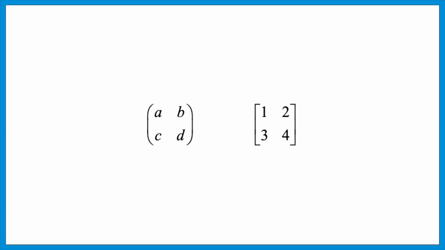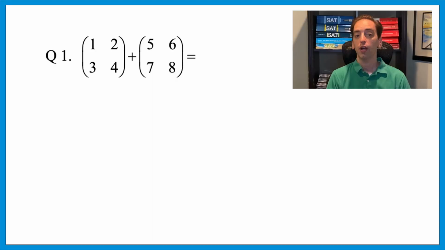A matrix is just a clump of numbers, so to speak. They might appear in parentheses or in brackets, like this: A, B, C, D, 1, 2, 3, 4. So let's start with how to add two matrices. Question 1. Matrix 1, 2, 3, 4 plus another matrix 5, 6, 7, 8. This is less scary than it looks.